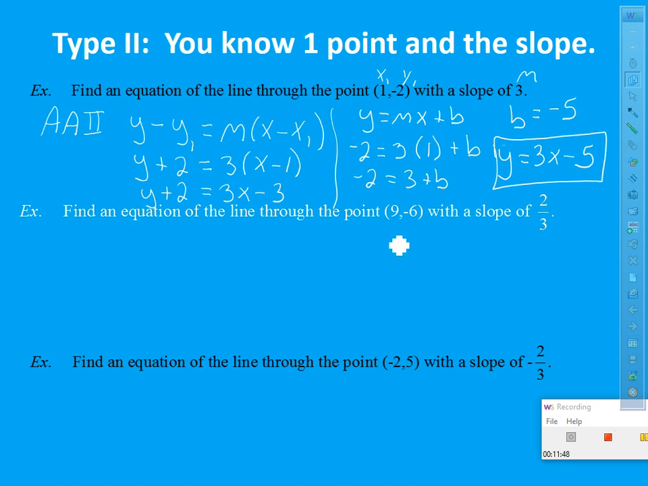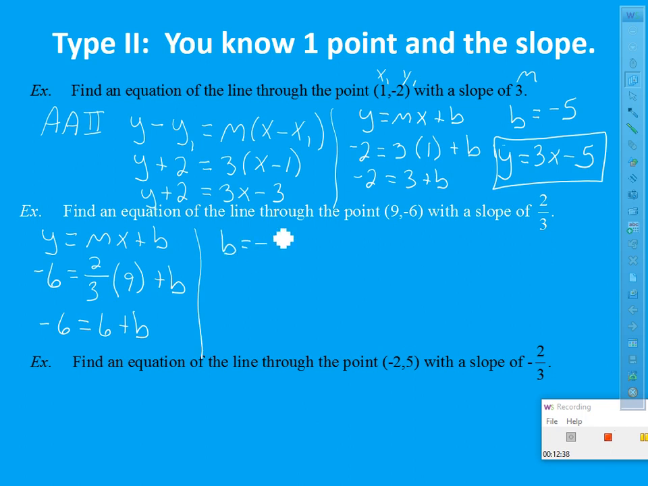So find an equation of the line through the point (9, negative 6) with the slope of 2/3. One way, I'm just going to use y equal mx plus b. In place of y, I'm going to plug negative 6. In place of m, I'm going to plug 2/3. In place of x, I'm going to plug a 9. And we're going to solve this thing for b. Negative 6 equal 3 goes into 9, 3 times 2 is 6, plus b. If you solve that thing for b, it looks like b is going to be negative 12. Now your equation: y equal 2/3 x minus 12.